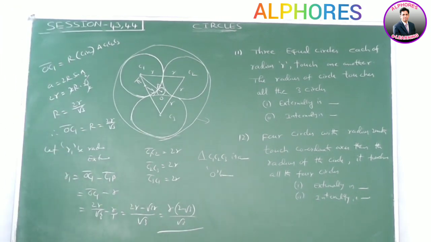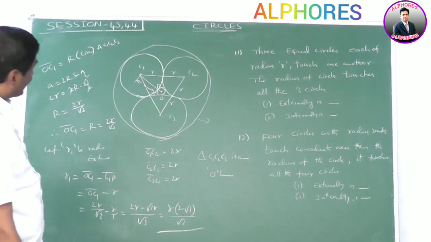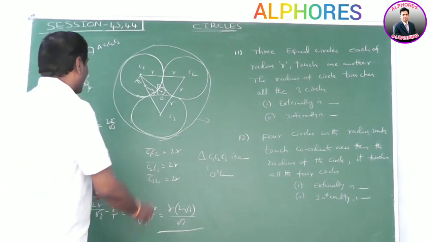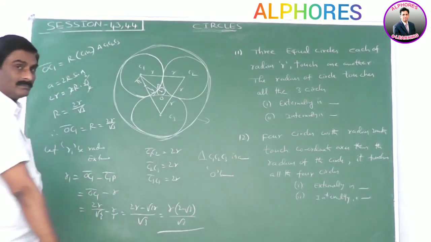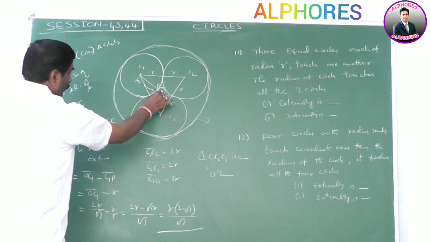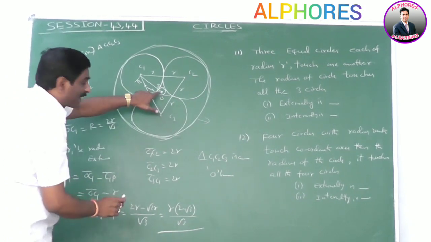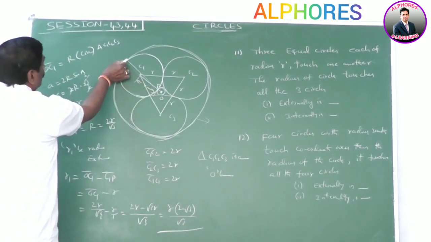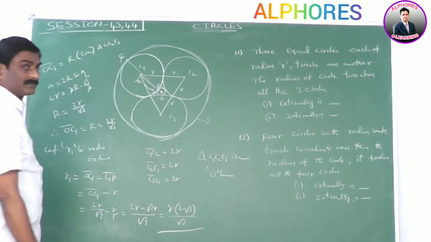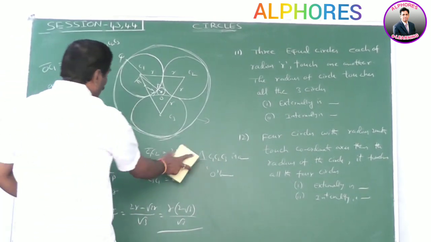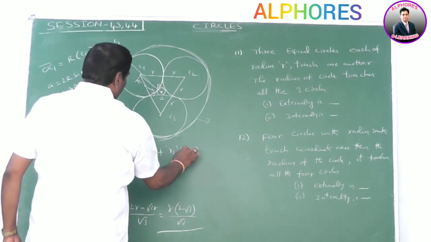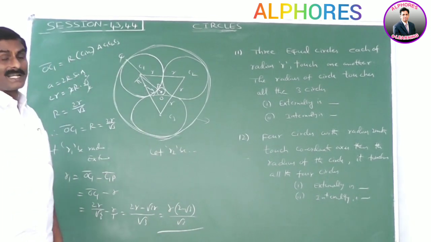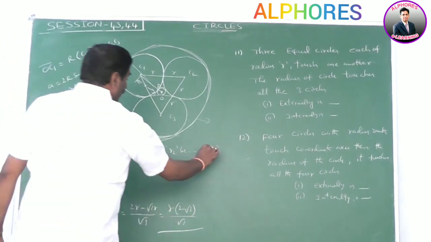Very important. Next, we find the radius of the circle which touches the three circles internally. Internally means we find the radius of this circle. It is the center O. For the radius of this circle, extend this line up to Q. This is Q. We find the value of OQ. Let R2 be the radius of the circle which touches the given three circles internally.